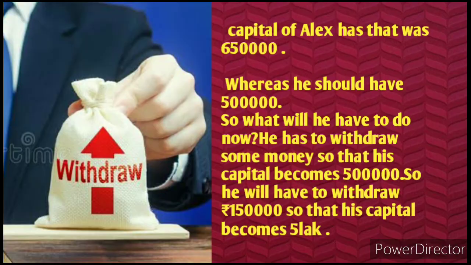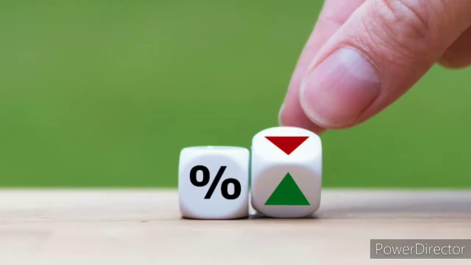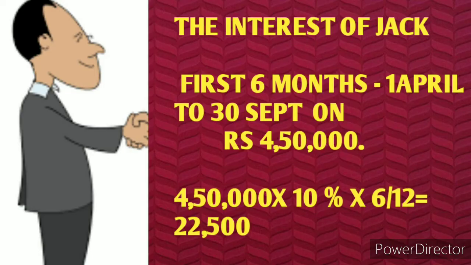Now we have to see how the interest that Jack and Alex will get is calculated. So the interest Jack will get for the first 6 months, means 1st April to 30th September, will be given to him on rupees 4,50,000. That is 4,50,000 by 10%. We assume the rate of interest multiplied by 6 by 12, that is the first 6 months. After calculating, we will get 22,500 as the interest on capital.